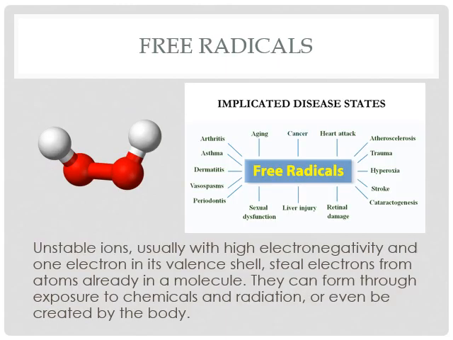Last bit, free radicals. You may have heard of free radicals before. Free radicals are unstable ions, and they have extraordinarily high electronegativity. That means that they pull electrons to themselves. They steal electrons from atoms that are already in a molecule. This can happen through exposure to chemicals or to radiation. They can even be created by your body. The thing is, whenever you take an electron away from a molecule, it will then change the shape or the form of that molecule. And if the form of the molecule changes, so does its function. Usually it becomes non-functional. Free radicals can cause an enormous amount of damage to the body, and they're implicated in a lot of different diseases.